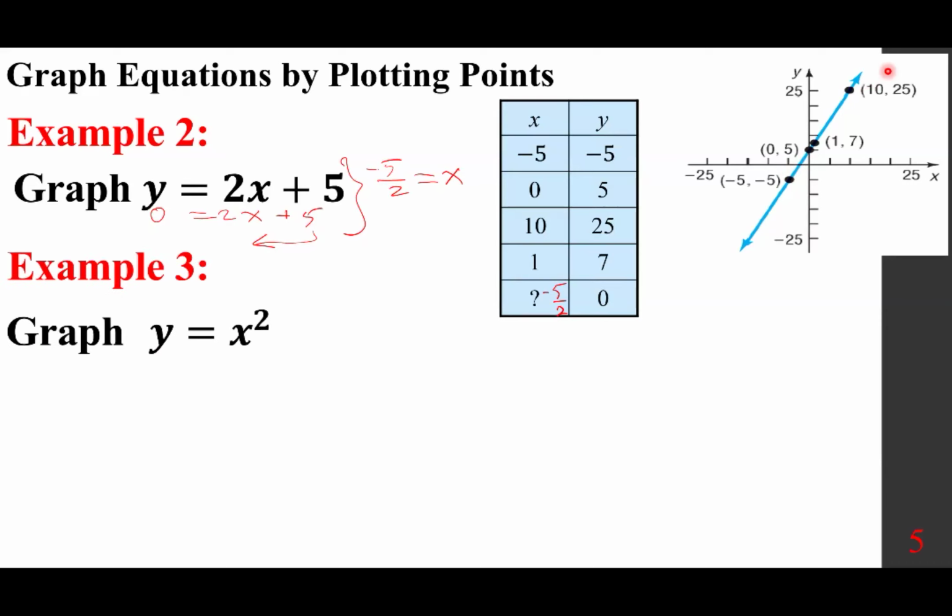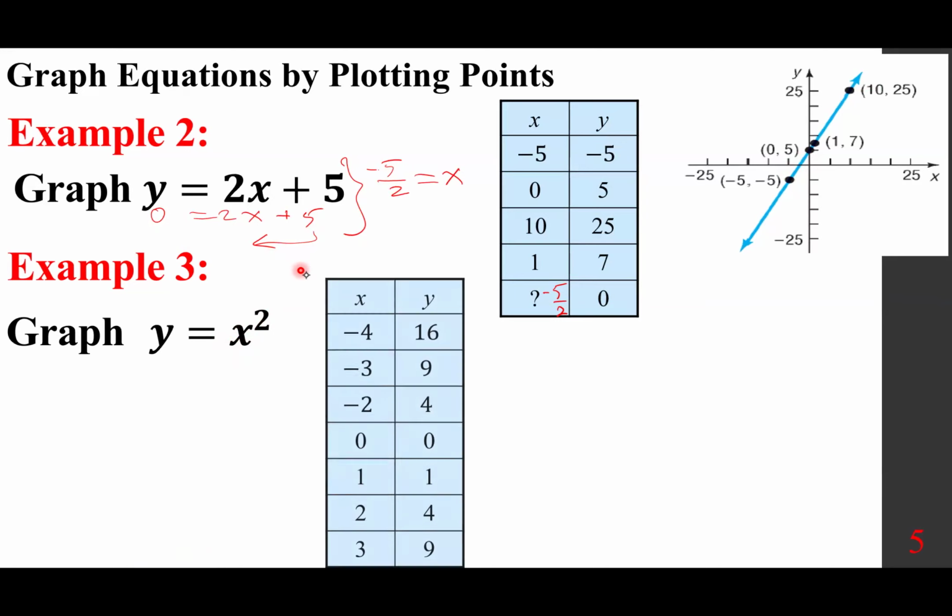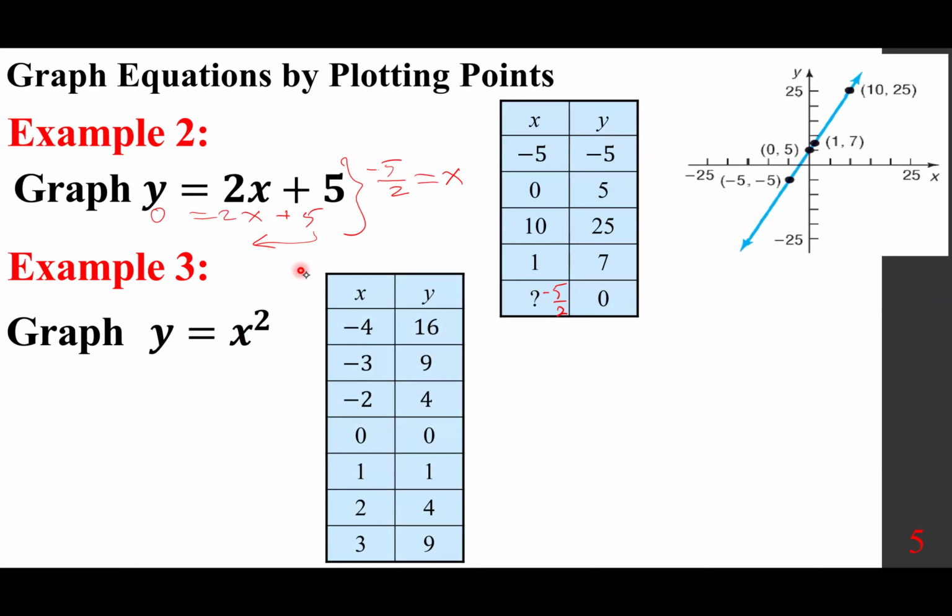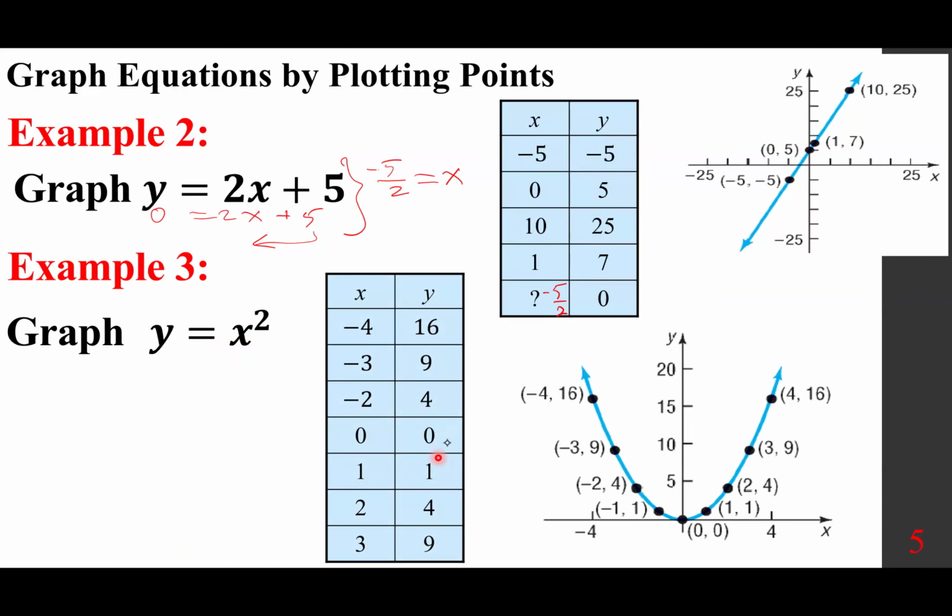Y equals x squared, you probably remember it from previous algebra courses. This is a parabola that opens up. So if you plug in 1, you get 1, 2, you get 4, 3, you get 9. If you put negative 1, you also get positive 1. Negative 2 gives positive 4, negative 3 gives positive 9, and 0 gives 0. Those are the pairs. These are easy ones, of course. If you plot them carefully, it looks like the parabola that was mentioned before.